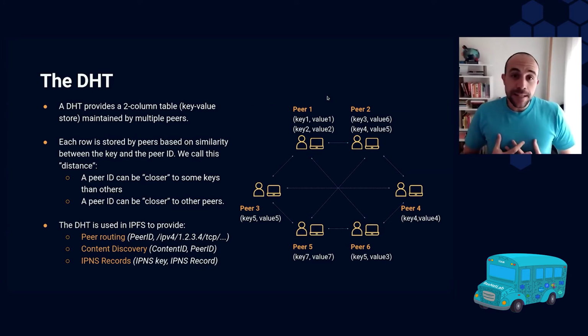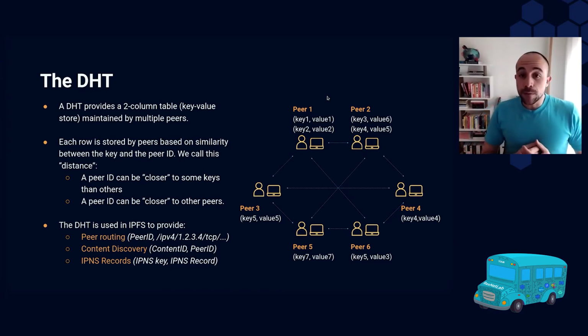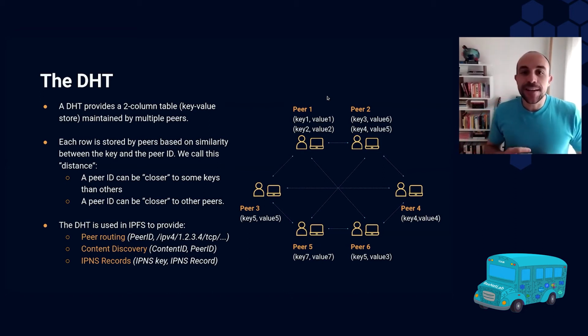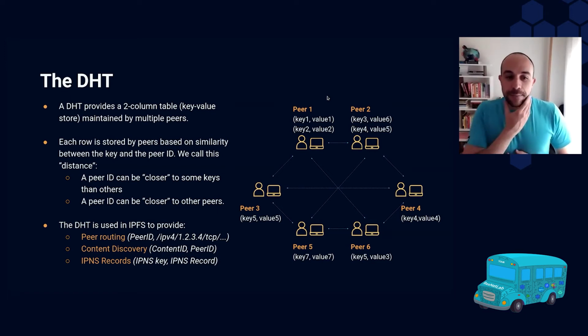So if, for instance, I want to know if I'm the one responsible for storing a specific key, what I have to do is take my peer ID, take the key, and see how close I am to that key. Because in this case, my peer ID will be responsible for storing keys that are close to it. So we'll see in a moment how this closeness metric is computed in the Kademlia DHT.